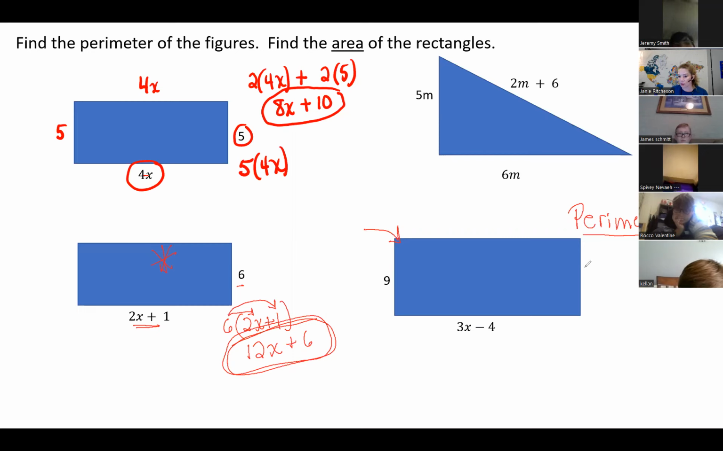All right, everyone do the perimeter. So you're going to double and double, and then you're going to combine like terms. Okay, guys?